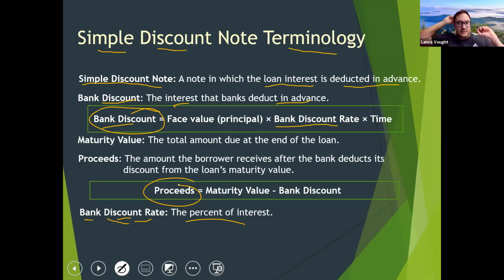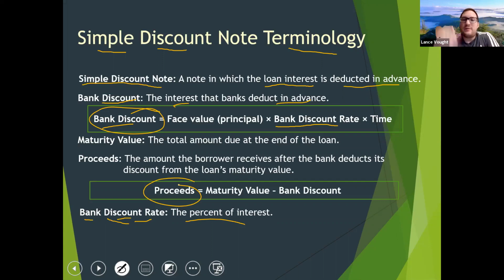That's really the only difference that's happening here: we're taking the interest up front, which means the money that you get is less. The amount you pay back is equivalent to the face value, instead of the money that you receive being equivalent to the face value.